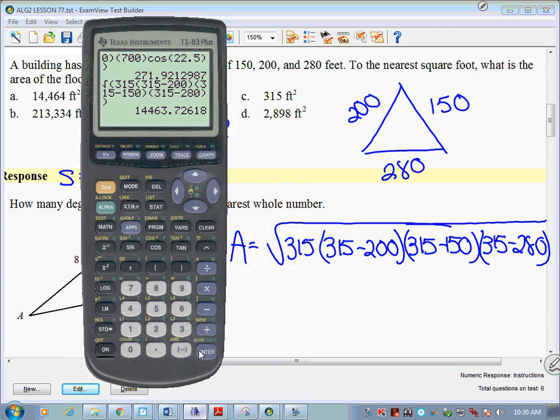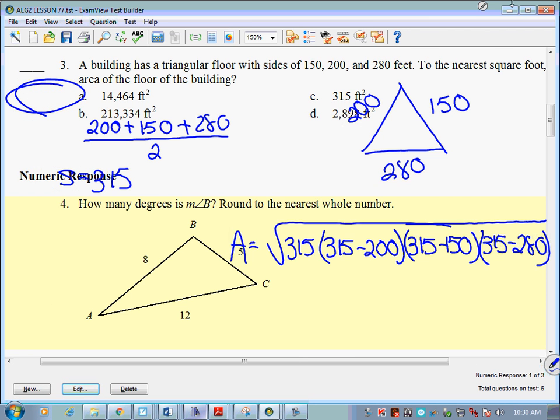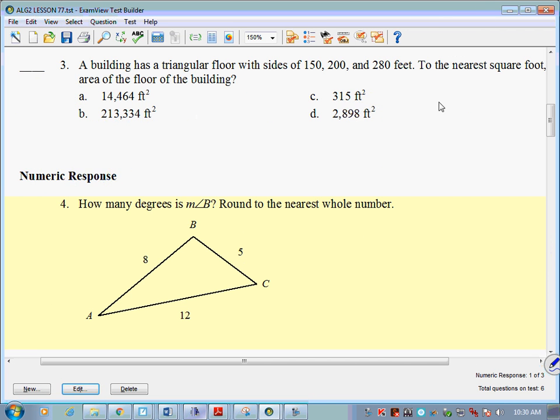14,464. And they want us to the nearest foot, so 14,464 feet squared. All right? You won't get any better by not practicing. All right, so we know how to find the area.